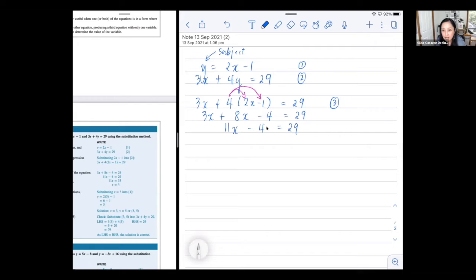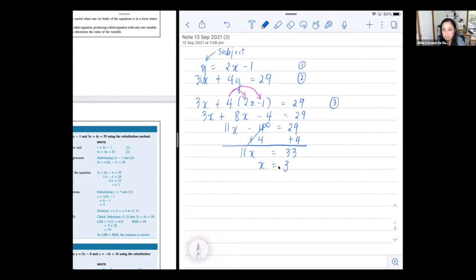Yes? Now I want to get rid of the -4. I would do the reverse. I add 4 on the other side. And now I've got what? I can cancel these out. And I've got 11x on the left side, and 29 plus 4 gives me 33, which is perfect because I know 11x means 11 times x equals 33. What did I multiply 11 by to get 33? x must be 3. Does that make sense?